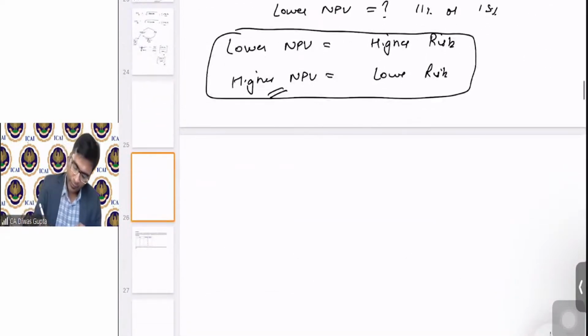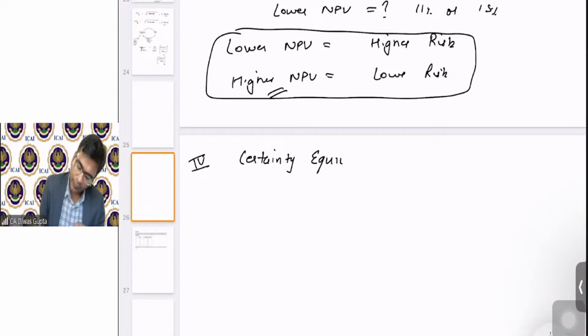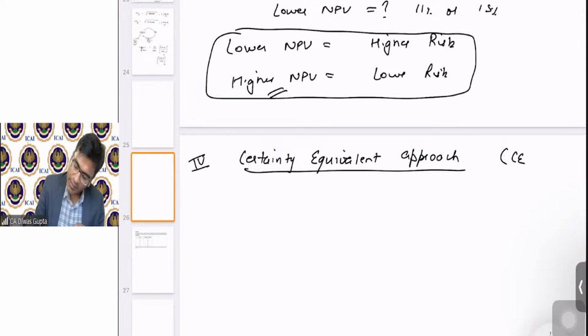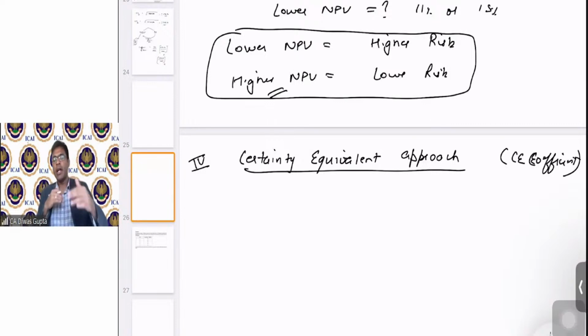Then the fourth approach is the certainty equivalent approach. This is called the CE coefficient. So we will understand both RADR and CE approach. Then we will do the questions.